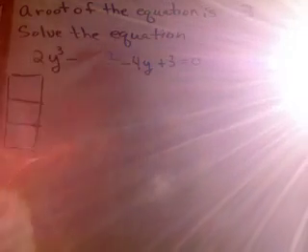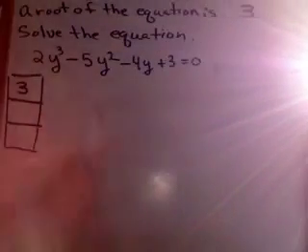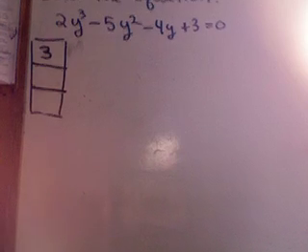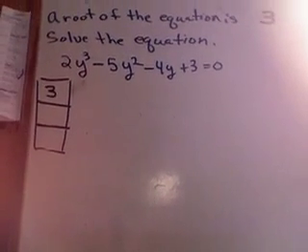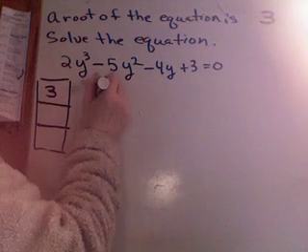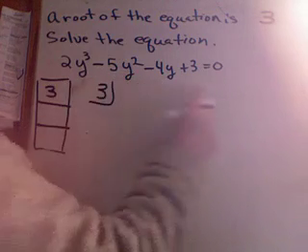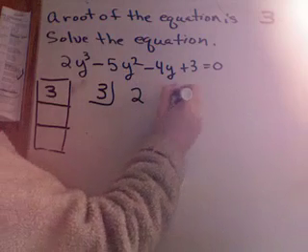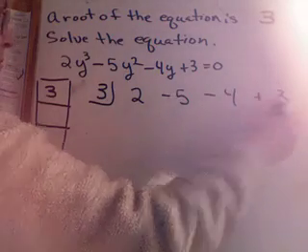A root of the equation is 3. That's one of the answers. Now, what I have to do is find the other 2. So the root of the equation that was given was 3, so you'll notice I put 3 in the little answer box. And now I have to find the other 2 answers for that equation. So I'm going to use synthetic. The 3 up here. List the coefficients across here. Do you know what they are? 2, negative 5, negative 4, plus 3.